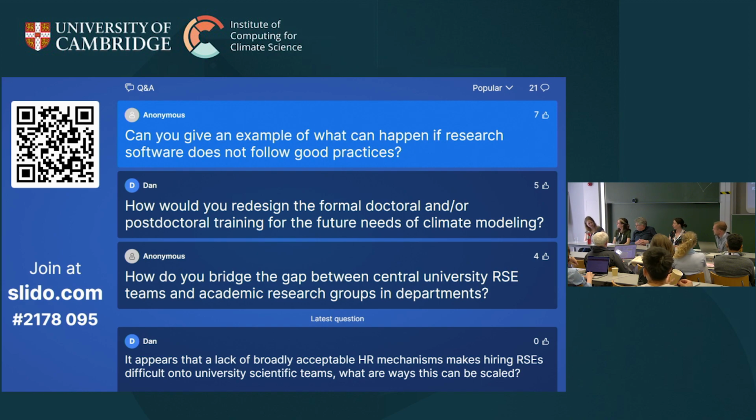Sadie just had her hand up. Sadie? Oh, that was a more general question. Oh, no, but I'm sure it would. We can come back to that.